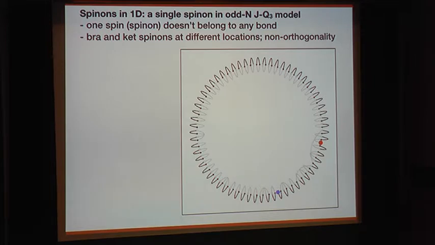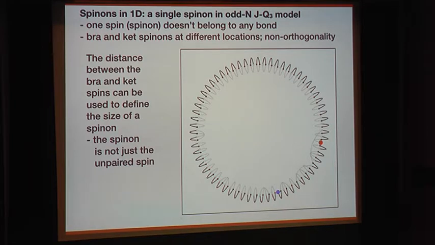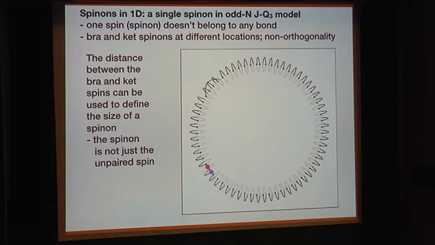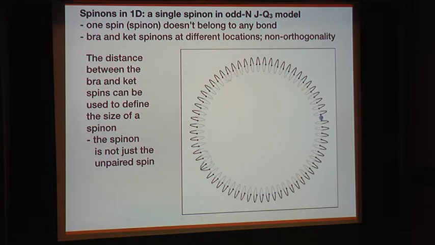When I run this movie, you will see that these blue and red circles tend to stick together. That's because they really constitute one single spinon, but that spinon has some size, and it moves about in the system.